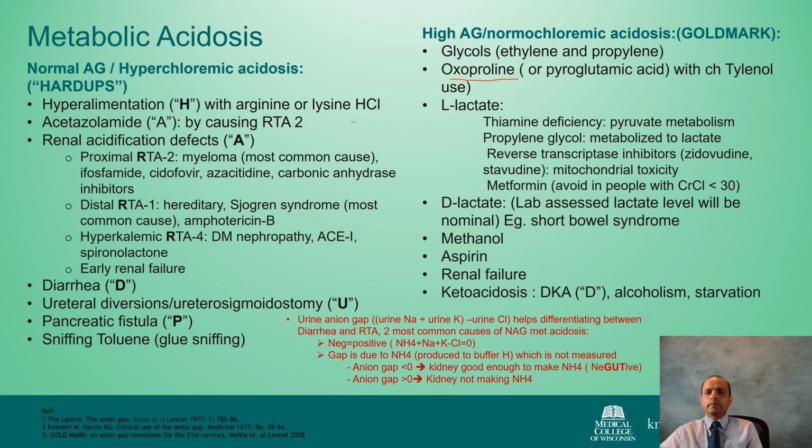So how do you differentiate between loss of bicarbonate from the GI tract versus the renal tract? Somebody with a urine anion gap of less than 0 has kidneys good enough to make ammonium, so that means they are losing bicarbonate from the GI tract. How do you calculate urine anion gap? You subtract urine chloride from urinary sodium plus potassium. What is the major positive ion you are not measuring here? That is ammonium. If somebody has good kidneys, they would have ammonium in the urine, which is not measured. So the sodium and potassium are going to be low, and the gap is going to be negative, because you have more chloride than sodium and potassium combined.